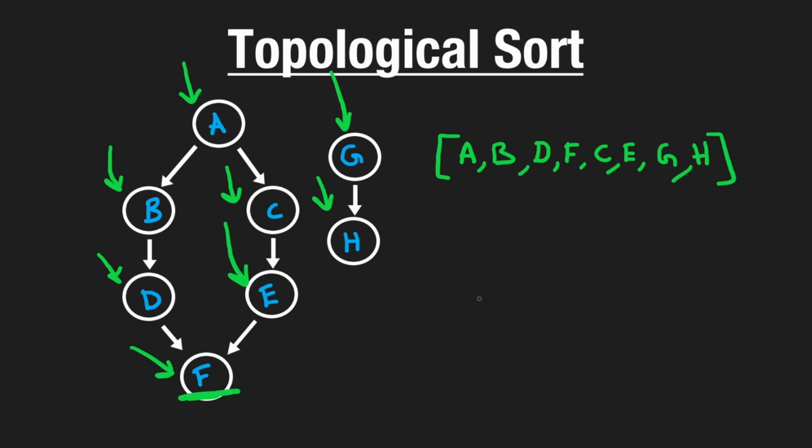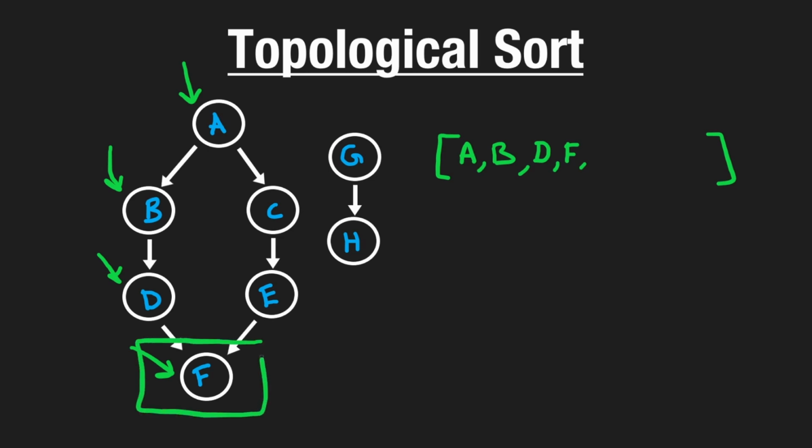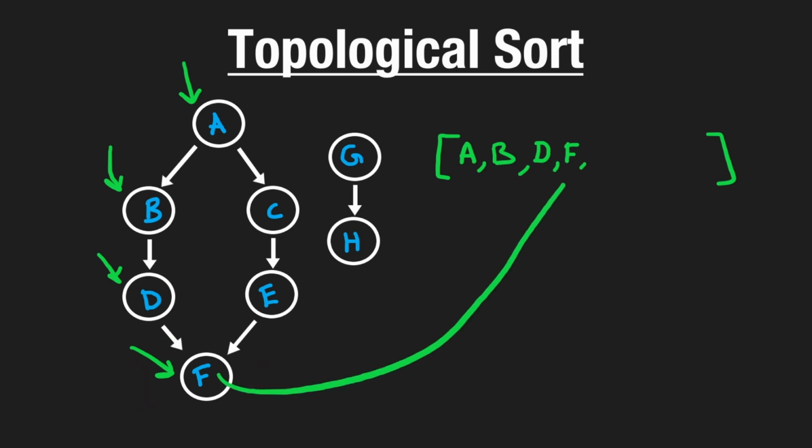Well, we actually have a problem. Can you spot it? Take a look at our ordering. It's not quite valid, is it? And you probably noticed it a lot earlier when we got to this point where we got to F and then we added F to the result.